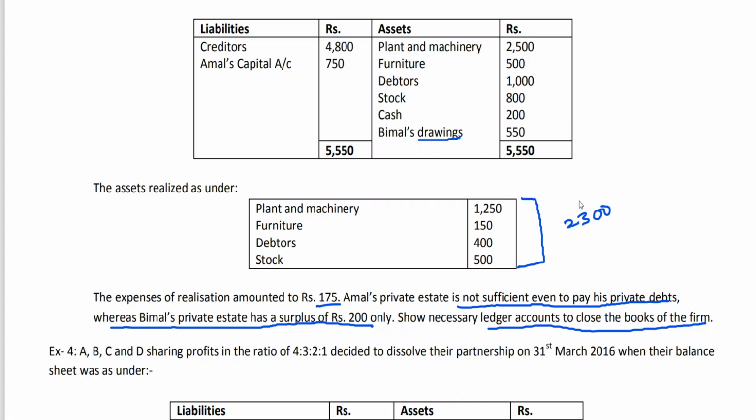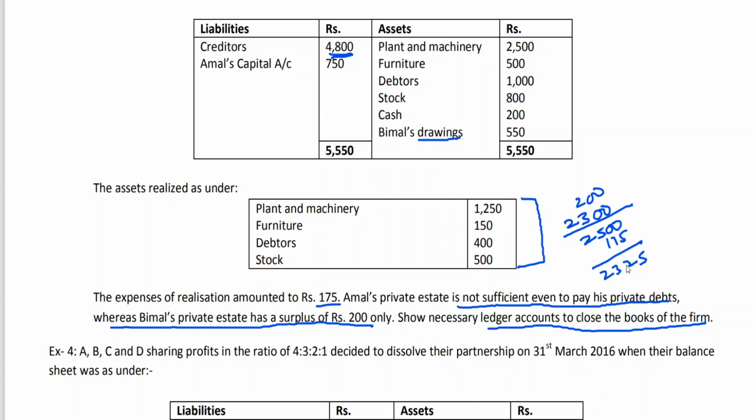And what is cash here? 200 cash. By selling the assets we get 2300, plus opening cash balance 200 gives 2500, and the expense of realization is 175. So 2325 is the amount available for making the payment towards liabilities, whereas outside liabilities to creditors are 4800. Right, understand? By realization of assets, including the cash balance, after meeting realization expenses, the amount is 2,325. This 2,325 is not sufficient to pay the amount due to creditors.